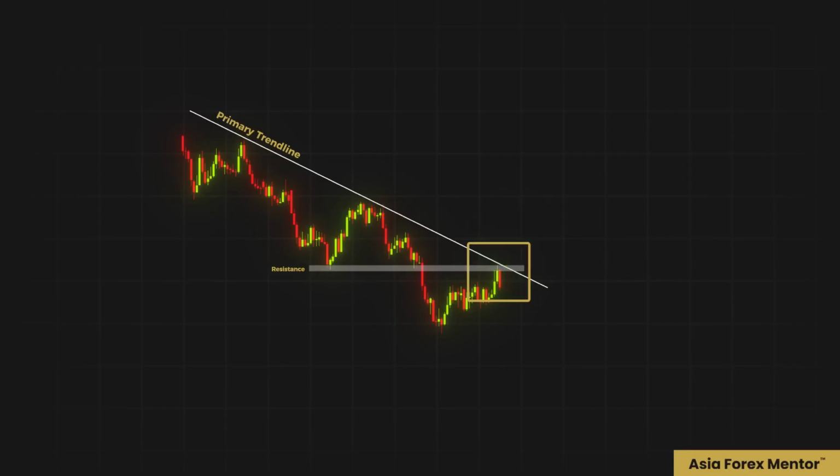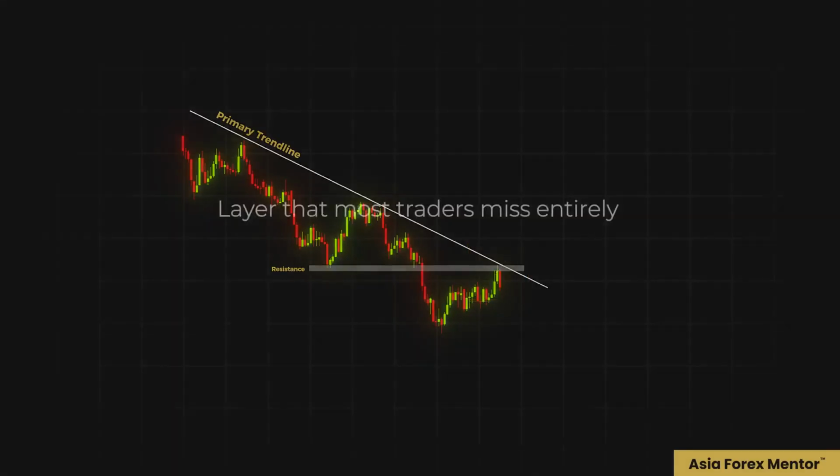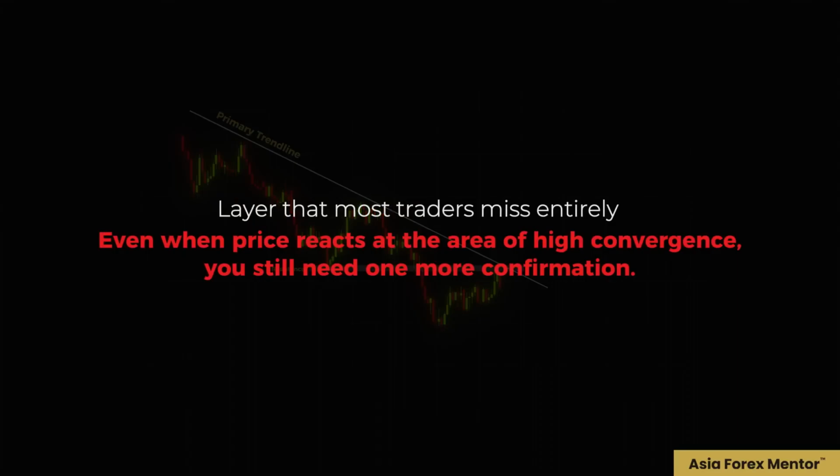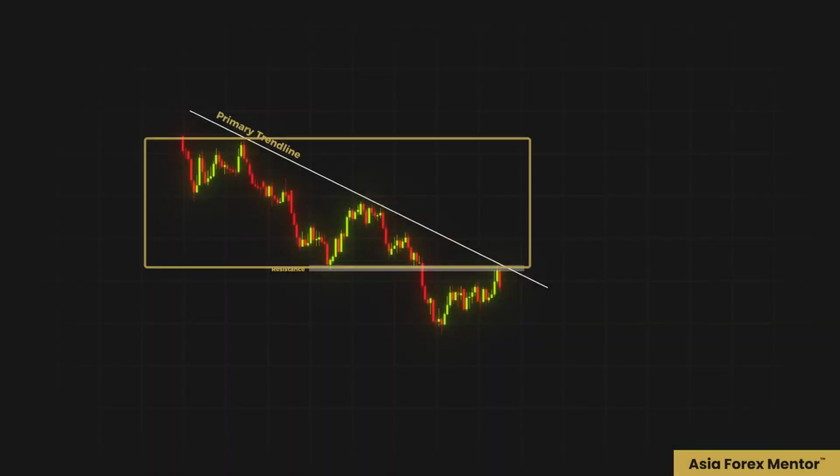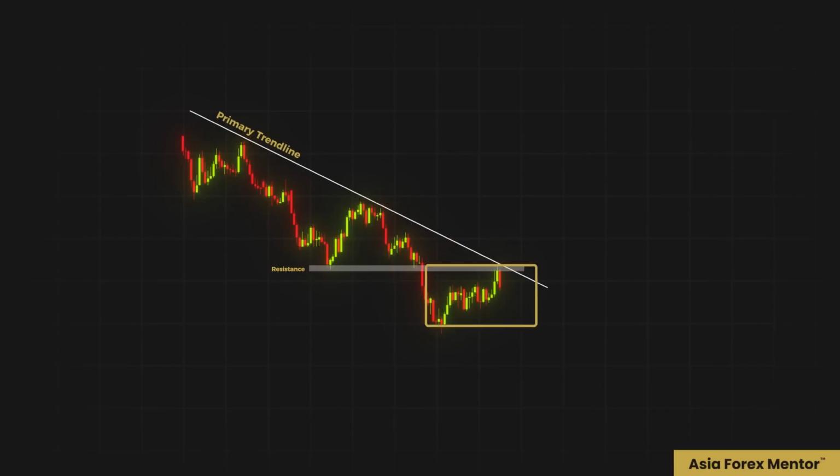What you wait for is price action confirmation inside that zone. A candlestick signal that tells you that price is genuinely rejecting the area, not just touching it, for example, an engulfing candle, right? A strong momentum close in the direction of the main trend. Something that shows the buyers or the sellers have stepped in and are now defending that zone, that level. Now, here's the layer that most traders completely miss. Even when price reacts at a high confluence area, a high convergence area, you still need one more confirmation. Because at this moment, the primary trend, the main trend, and your secondary trend are in conflict.